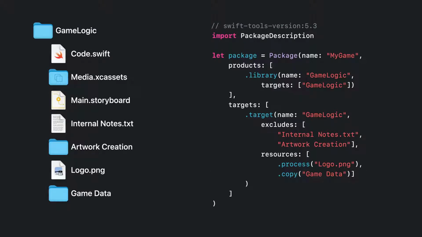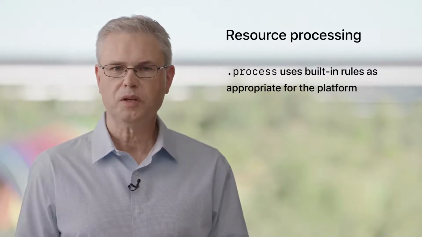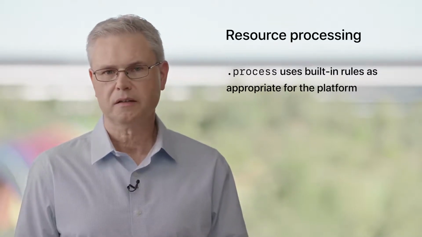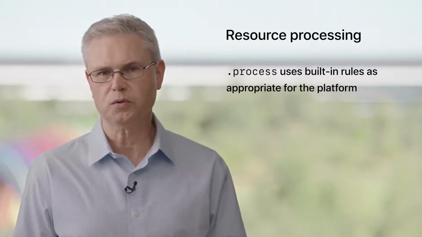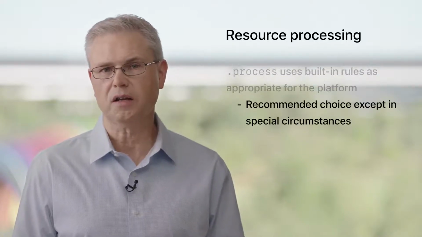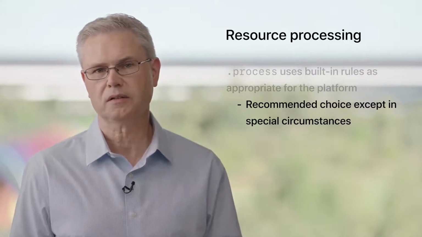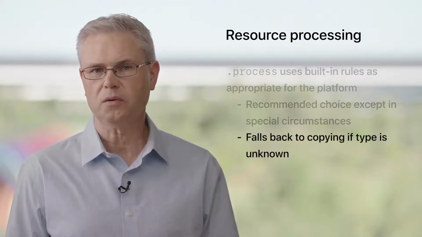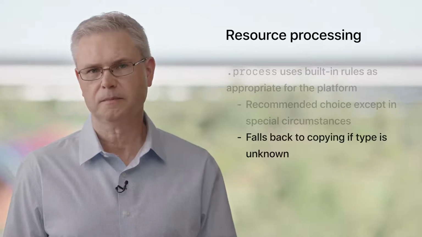So now we've seen how to add several different kinds of files to a package target, and we've seen how to declare the intent for any cases where it isn't clear from the file type. As we saw, any resource can be either processed or copied byte for byte. The process action is usually the recommended choice, because it will apply the appropriate built-in rules for the platform. This might include converting a storyboard or asset catalog into a form suitable for use at runtime, or it might include compressing an image, etc. If the file type is unknown, or no special processing is needed for the platform, the file will be copied.